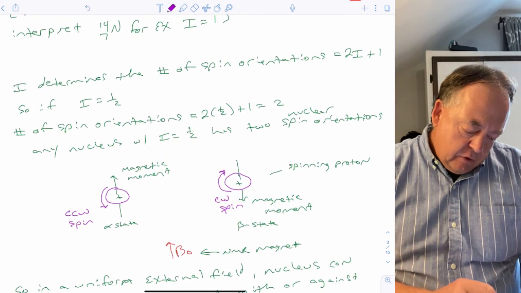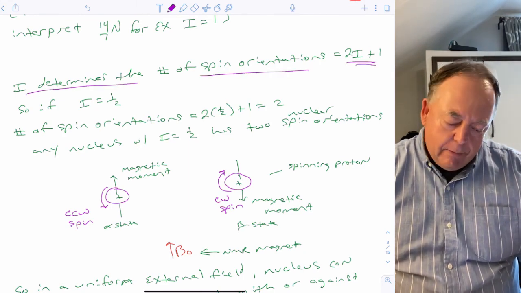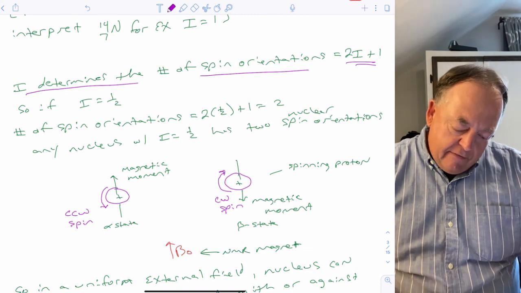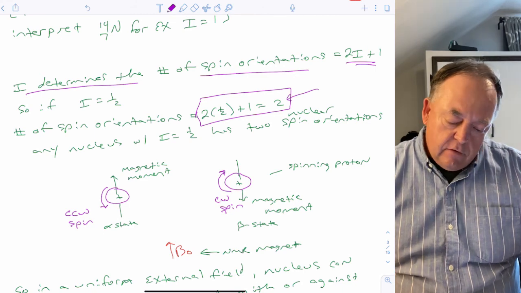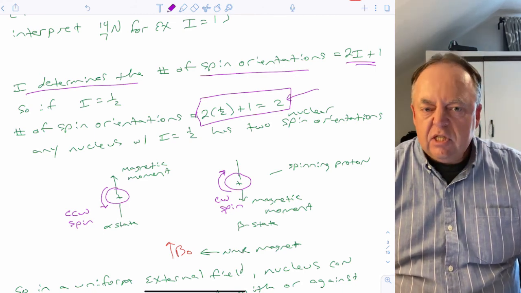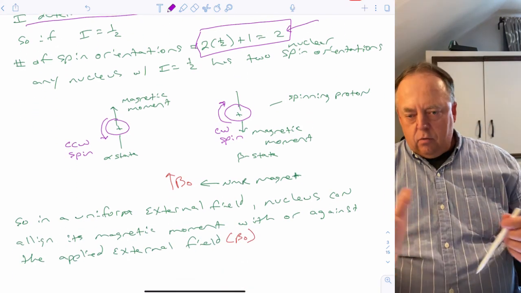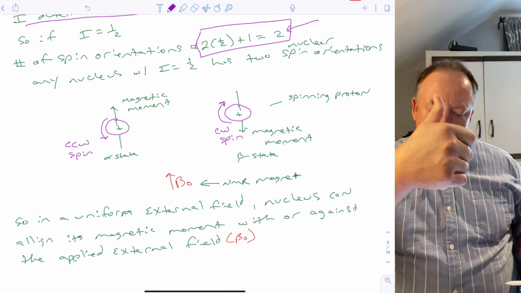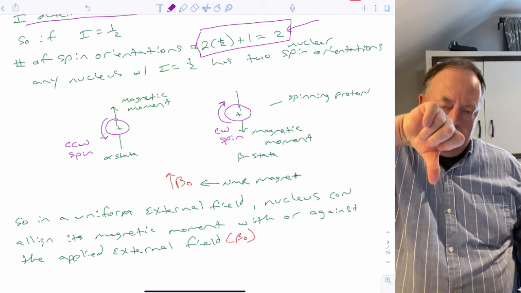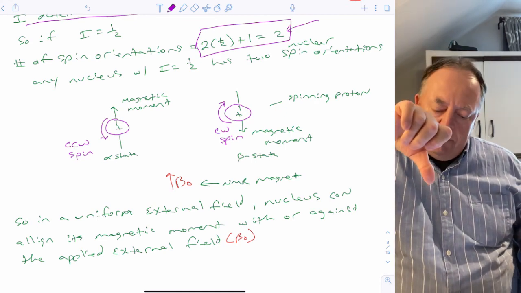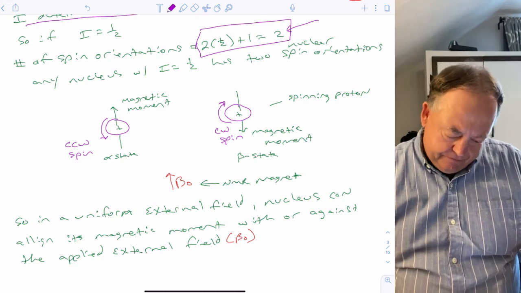The I value determines the number of spin orientations given by this equation, 2I plus 1. So if I is equal to 1/2, 2 times 1/2 plus 1 equals 2. So if I is 1/2, there's only 2 different spin orientations of the nucleus, and that's what we've been talking about. So it's either rotating like this with the magnetic field in that direction, so clockwise, that would be counterclockwise from my perspective, or clockwise from my perspective, in which case its magnetic moment would be in that direction. So that would be the 2 nuclear spin states that we're talking about.